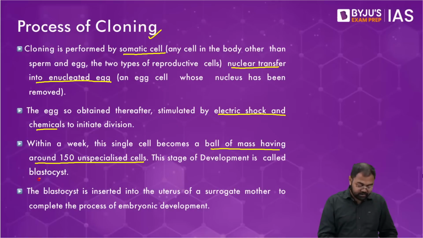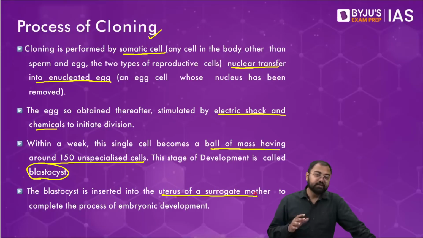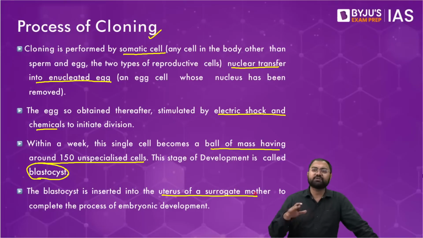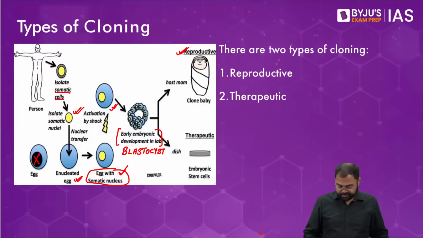This is called blastocyst. And from there on, if, let's say, we need reproductive cloning, then in that case it will be inserted inside the uterus of a surrogate mother. And if at all we need to just use these cells for some kind of medical therapy, then it will be taken to the lab, and from there on it will be used. So in this manner, cloning as a process would be used.